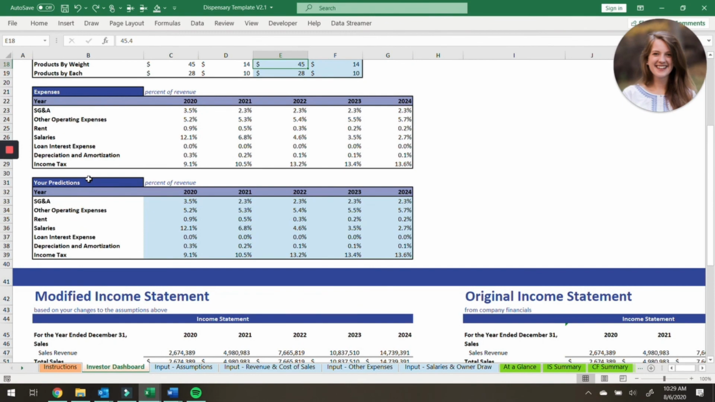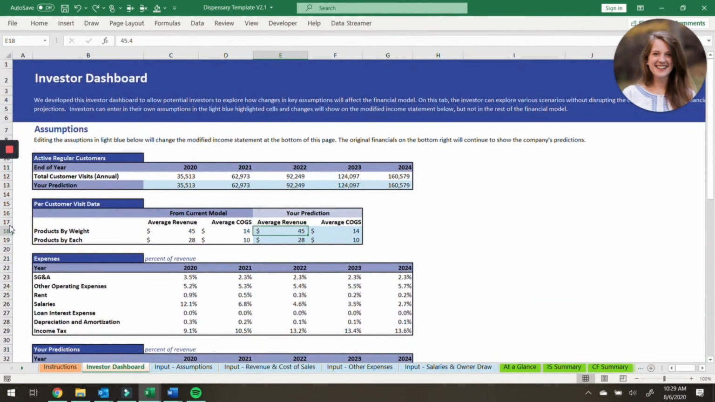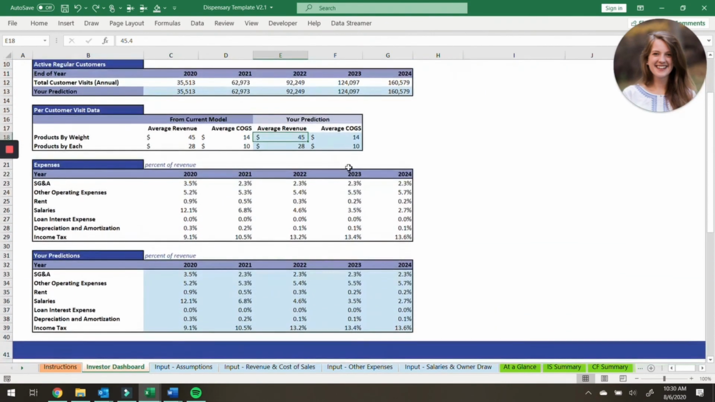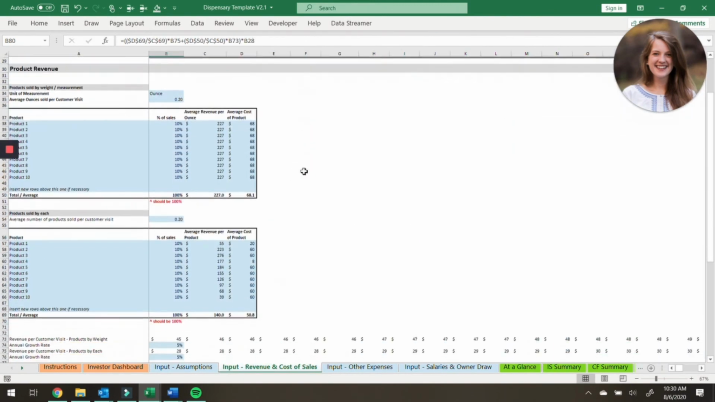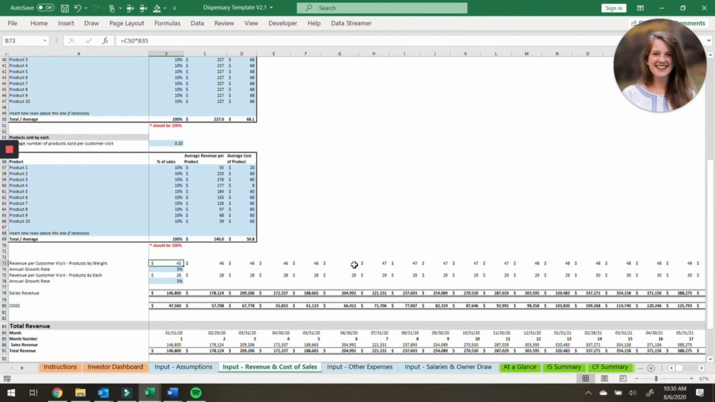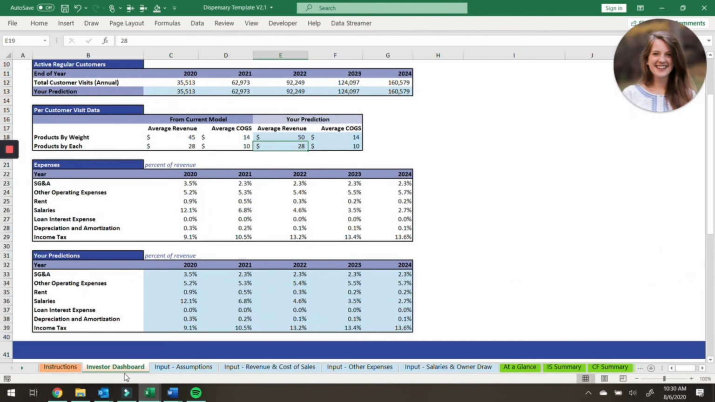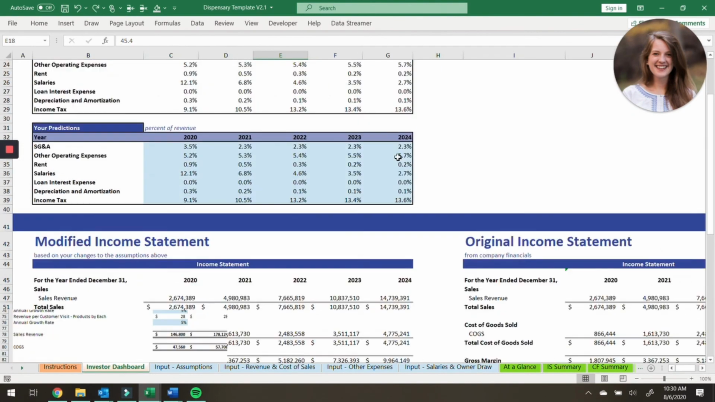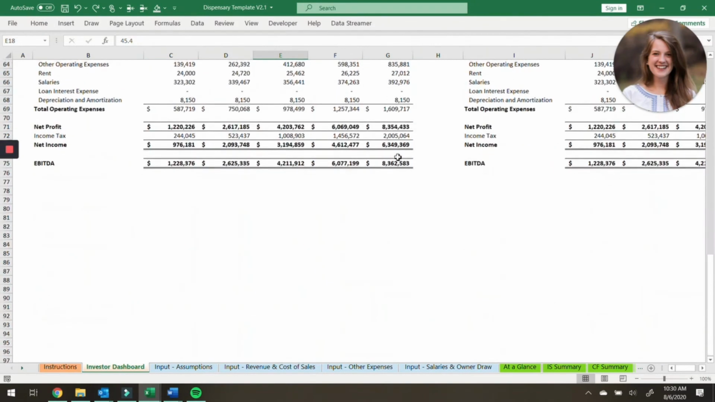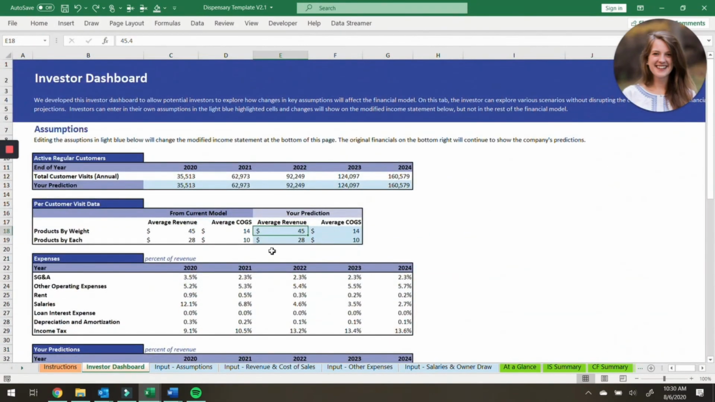So you can use this investor dashboard to play with some of the major assumptions of the model. You'll see here if we change this to 50, that is not going to change anything on the rest of our model. We still have the $45 here on the revenue model. So this is just about playing with different scenarios and seeing what might happen to your income statement. That can be useful for you or for an investor.